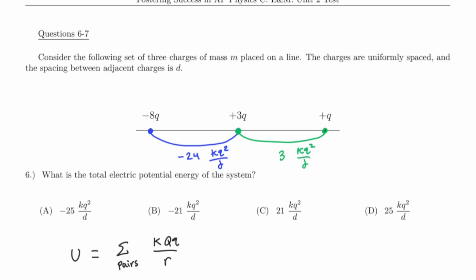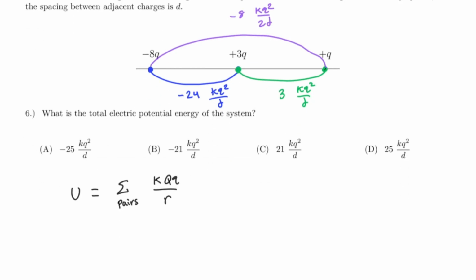And then I can't forget my third pairing, the outer pairing here. So I'd get an 8, a -8, and a 1, which would make a -8 kq squared over 2d, because I have 2 jumps. So of course that works out to -4. So summing up our pairs, this would be -24 kq squared over d, +3 kq squared over d, and -4 kq squared over d.